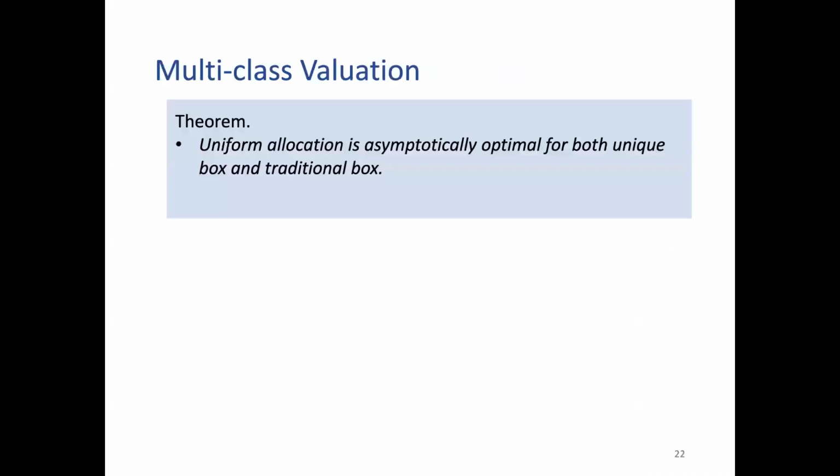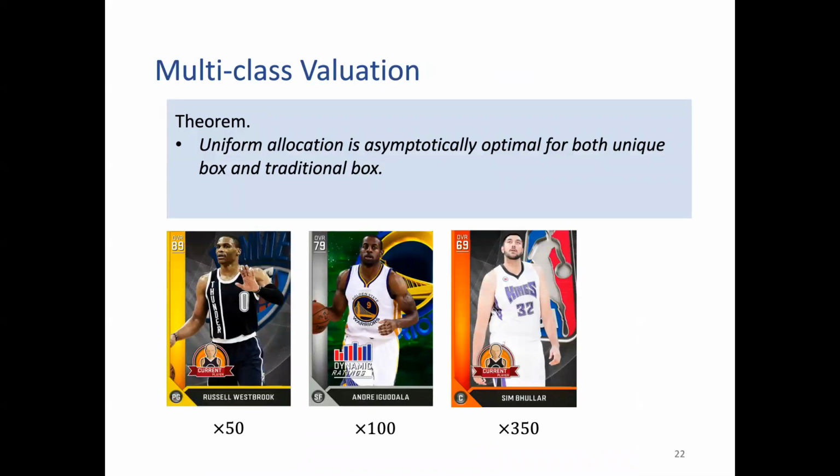Okay. So in this case, we firstly show that uniform allocation is asymptotically optimal for both unit box and traditional box. So here, uniform allocation means that each item has the equal chance to be sampled. For example, let's say we have 500 basketball cards. Among them, 50 are gold cards, 100 cards are silver cards, and the rest of them are bronze cards. So what we claim is that for a traditional box, the optimal way to do that is simply set 0.2% chance for each card. But on the other hand, when people look at the loot box in the store, they will see that they have 10% chance to receive gold cards, 20% chance to receive silver cards, and 70% chance to receive bronze cards. So this is what we call uniform allocation.